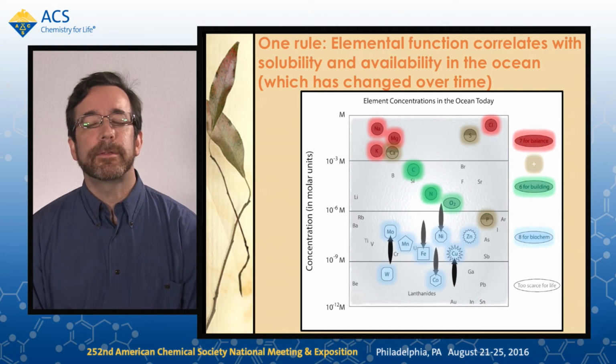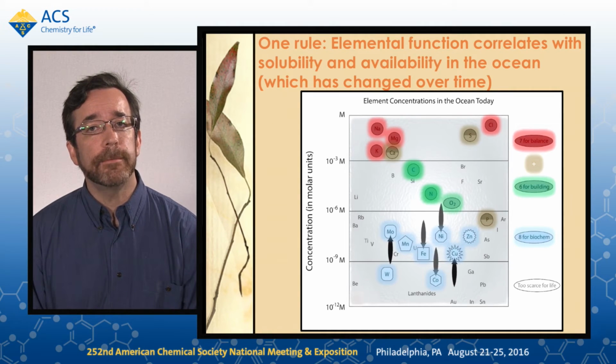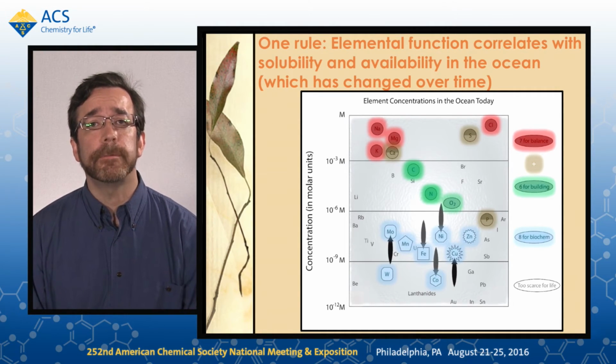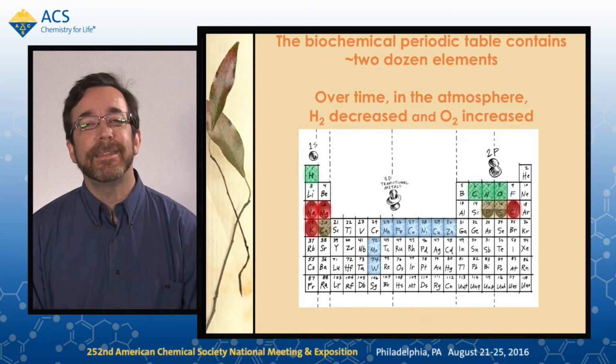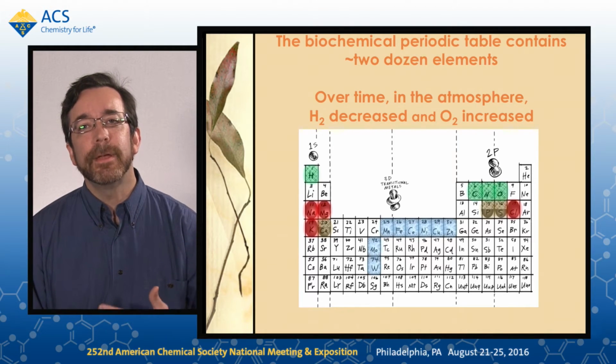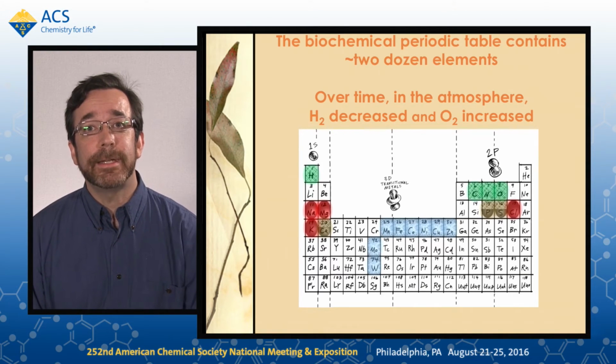The other thing you can see on this graph is that many elements at the bottom have arrows. They've moved up and down to where they are too scarce for life or plentiful enough for life. And so as this happened, the periodic table changed in its emphasis. So the biochemical periodic table, as a biochemist, I only have to use about 24 elements. A chemist can use all 118.